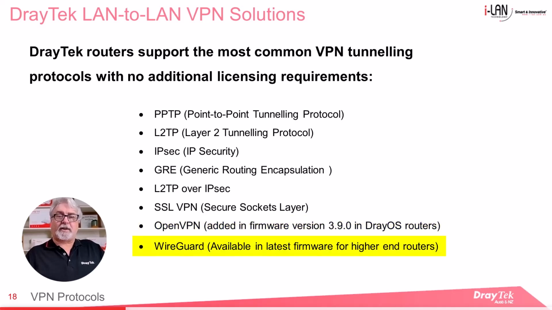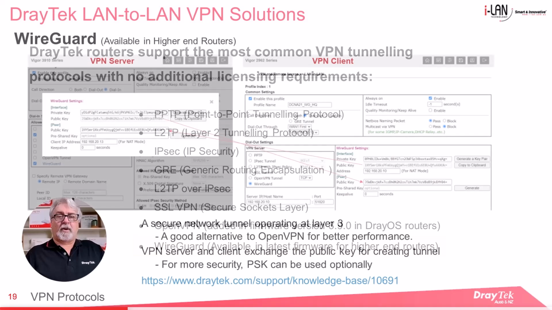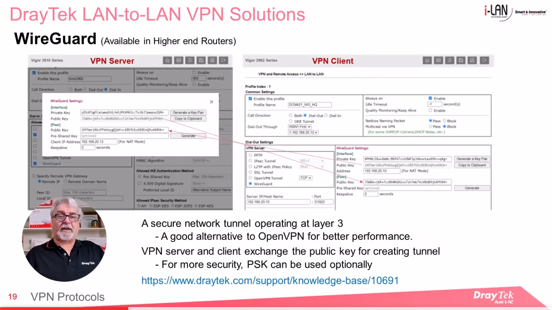The latest addition is WireGuard, which has been added to the latest firmware for higher-end routers, such as the Vigor 2962 and Vigor 3912. WireGuard requires public and private keys to be generated, and these are exchanged between the VPN server and VPN client. More information is available in Knowledge Base Article 10691 if you'd like to learn more about it. I'll leave a link to that below.